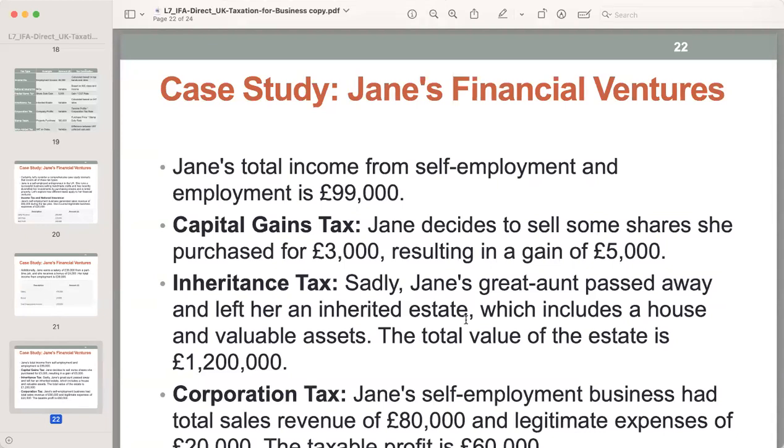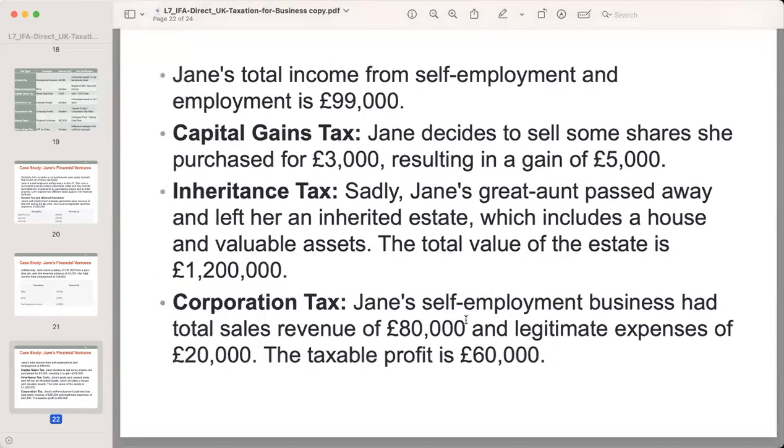Corporation tax. Jane's self-employment businesses had total sales revenue of £80,000 and legitimate expenses of £20,000. So the taxable profit is £60,000.